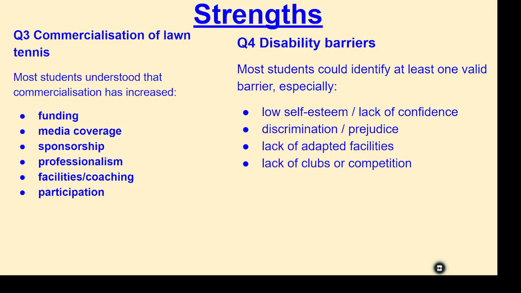That's a key word, and that could be about transport, or it could be about adapted facilities or adapted equipment. Those would be key areas to look at. And then also be aware that when we're talking about accessibility, we could also be talking about a lack of opportunity through there not being enough competition or specialist clubs, specialist coaches.